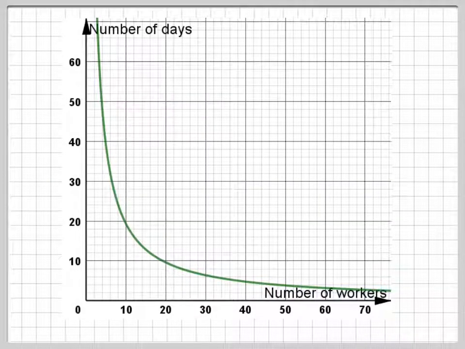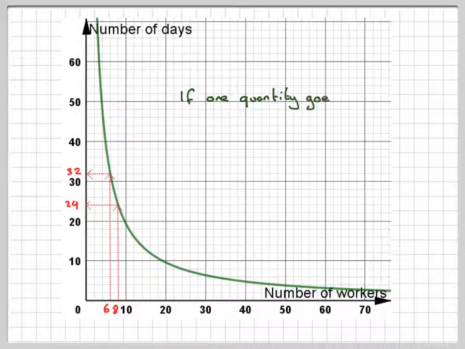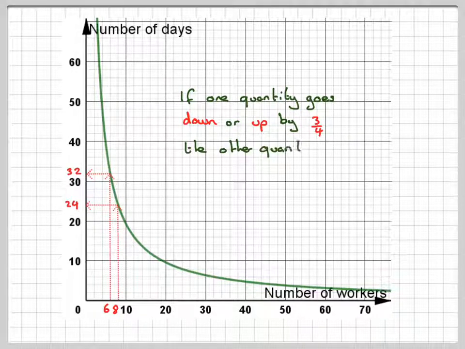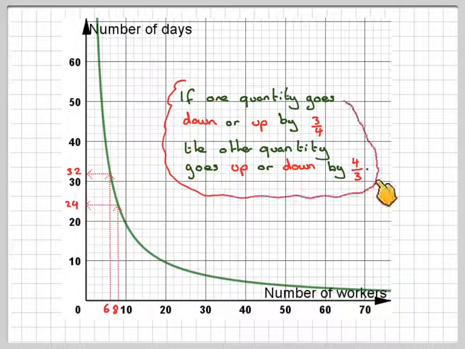Well, the graph of the situation would look like this. You get what's known as a reciprocal graph. So we have here the number of workers, the number of days. And we can see if we have 8 workers, if reading the scale properly, we're going to get 24 days. And if we had 6 workers, we will have 32 days. So the idea is one quantity, in this case, goes down or up by, in this case, 3 over 4. Then the other quantity will go up or down by 4 over 3.